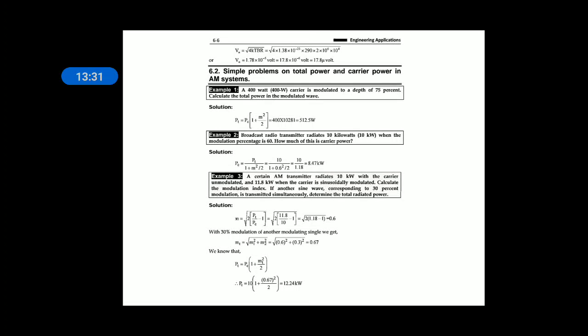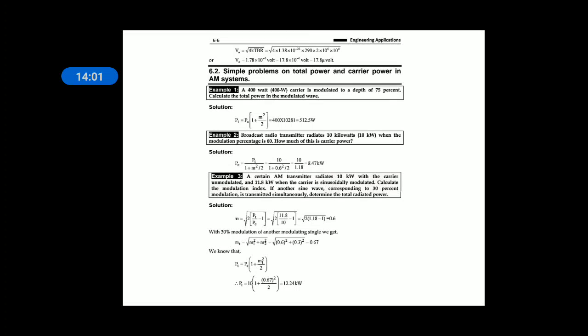So the first problem answer is 0.6. The second problem is 30% modulation index. So in the second case, they provided one more modulating signal in addition to the first modulating signal of 0.6 modulation index. The new modulation index is 0.3. So there are two modulating signals and two modulation indices. M1 equal to 0.6, M2 is equal to 0.3.